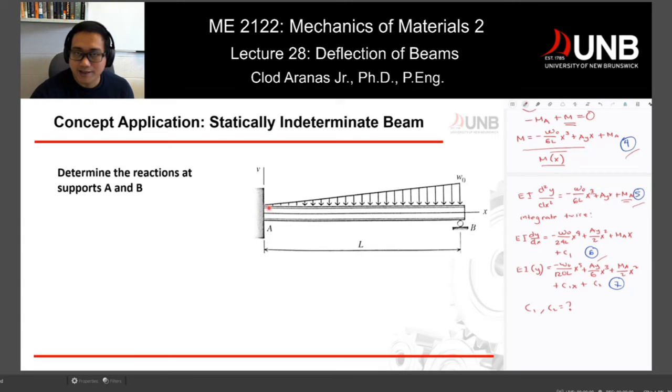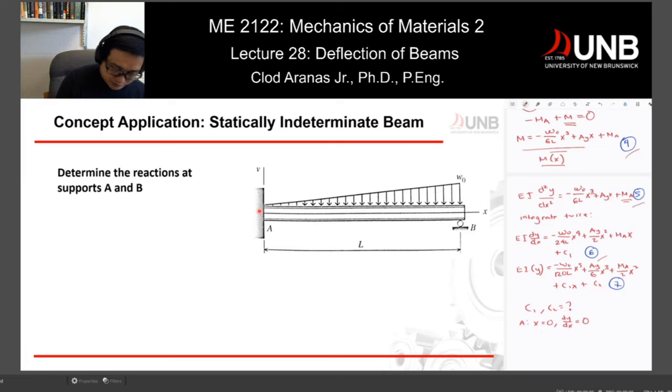At point A, at this point, we have x is equal to 0. So again, it's important for you to set what x is equal to 0. In our case, that's on the left side. So at point A, x is equal to 0. And then we know that the slope at that point is equal to 0.